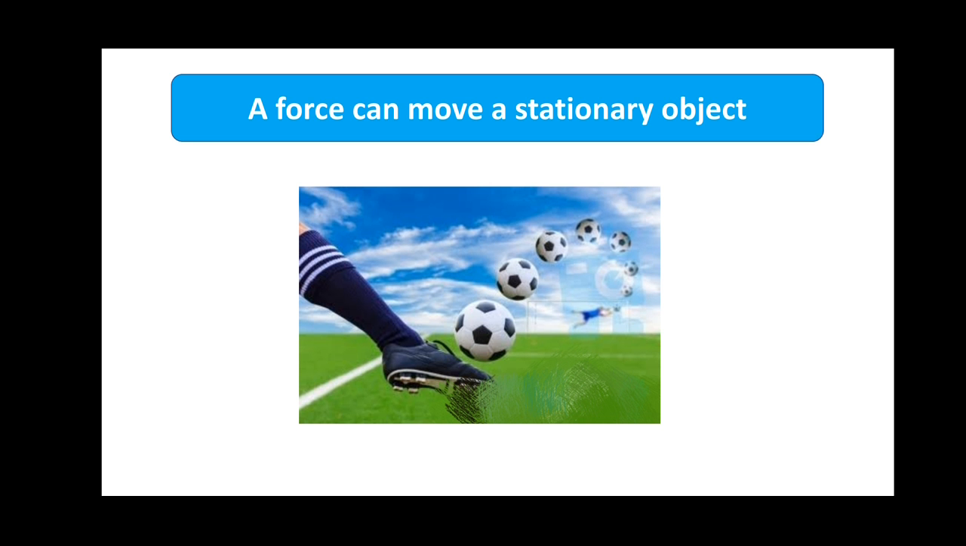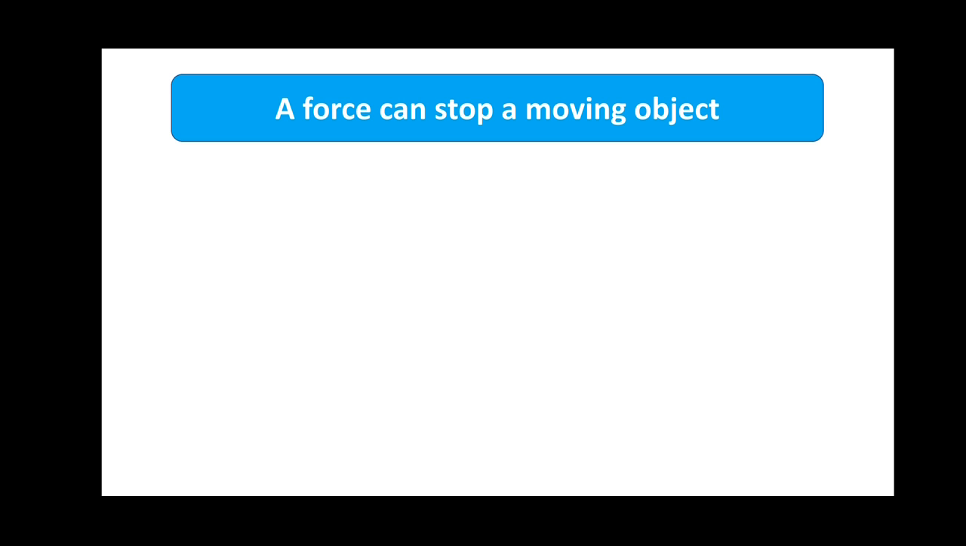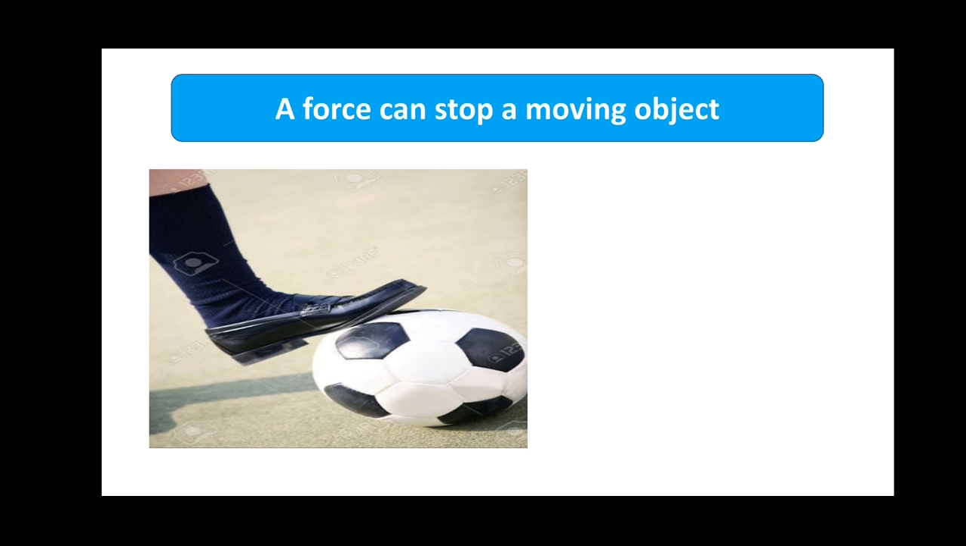Pulling a suitcase on its wheels and lifting a box from the ground are a few other examples of how stationary objects can be made to move by applying force. The second effect of force is that a force can stop a moving object. For stopping a moving ball, what will we do? For that, we will apply some force on it using our hands or legs.